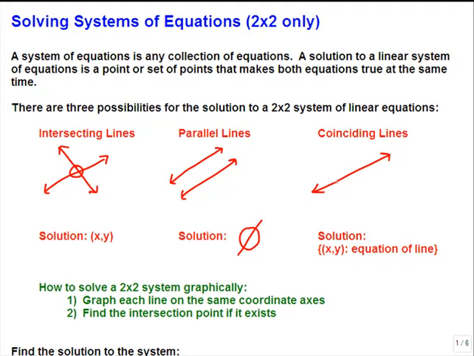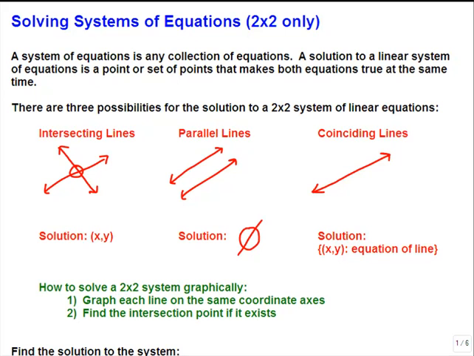So where do these two lines coincide, or where do these two lines intersect with each other? They intersect at all the points on the line itself. So in this case, we say that the solution is the equation of the line itself. So the whole line, every point on the line, makes the equation true.